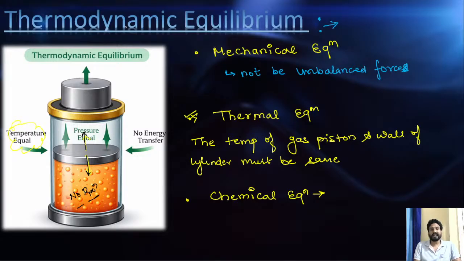So in thermodynamic equilibrium, we define three equilibria: mechanical, thermal and chemical equilibrium. If all these three equilibria exist simultaneously, that state of the system is called thermodynamic equilibrium. I hope that this is clear to you, right? Is it clear to you or not?